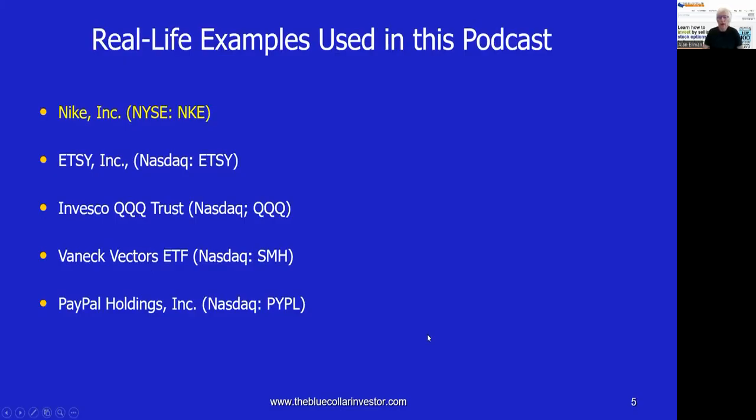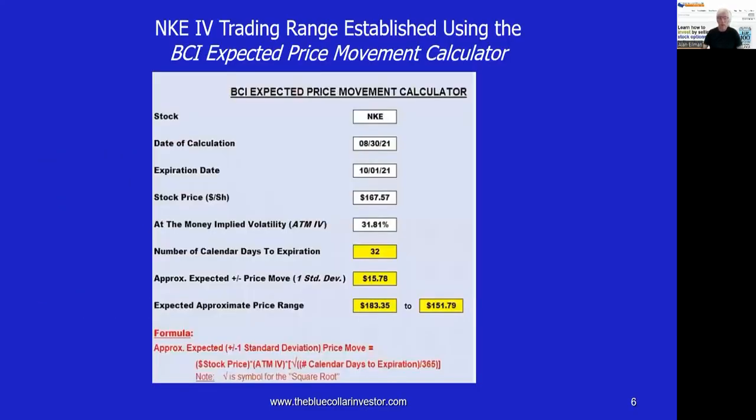Now, we're going to be using real life examples in this podcast, as I stated earlier, with Nike Inc., but we're also going to show results using IV and Delta for Etsy Inc., Invesco QQQ Trust, Vanek Vectors ETF, and PayPal Holdings. So those tickers are ETSY, QQQ, SMH, and PYPL. Those of you who are also watching this podcast, you will see it in graphic representation coming up soon.